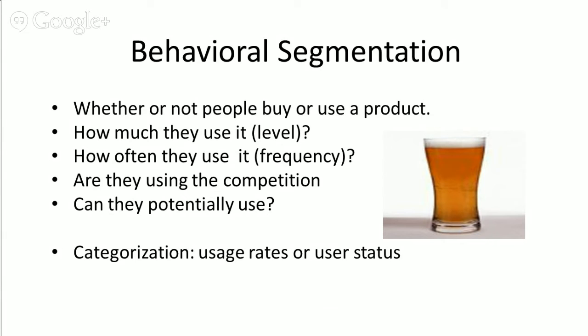So the two major categories that come out of behavioral segmentation are user usage rates. Again, this would be once a week versus once a month versus every day. And then user status is just user versus non-user.